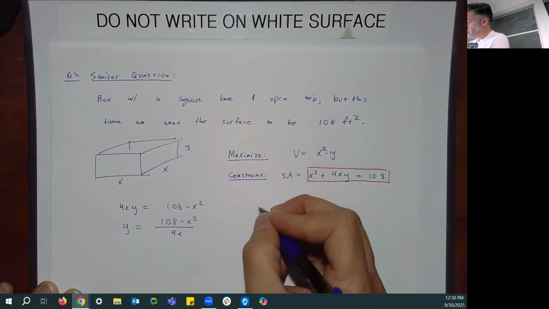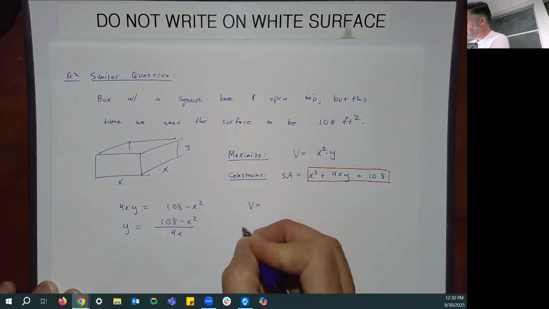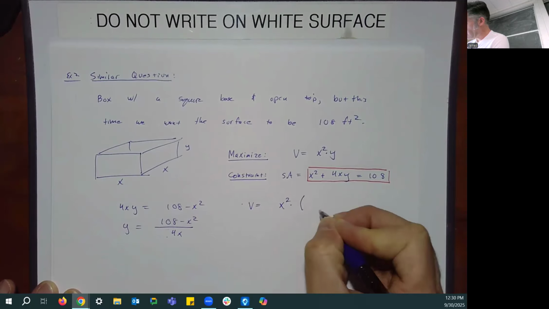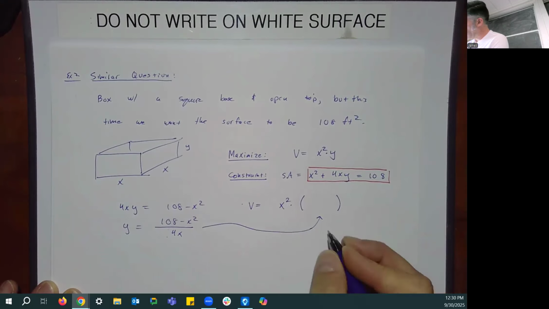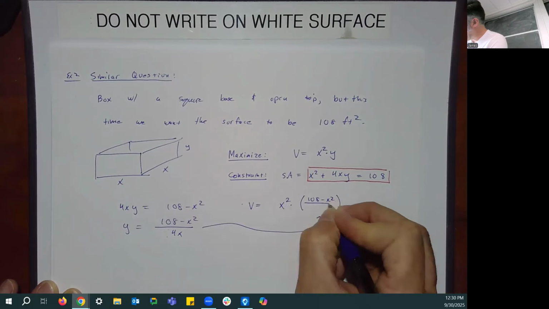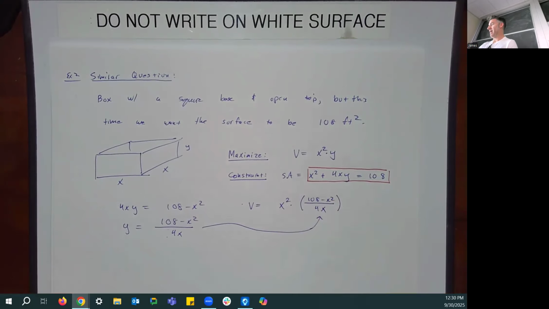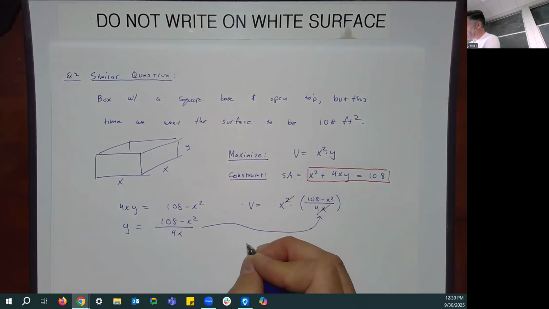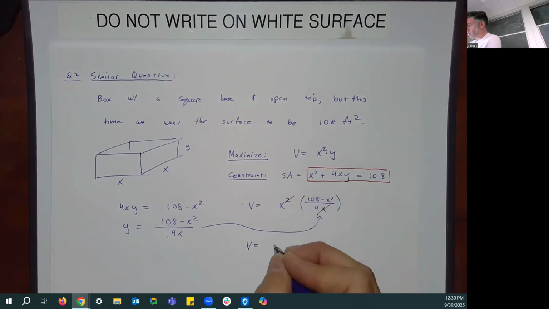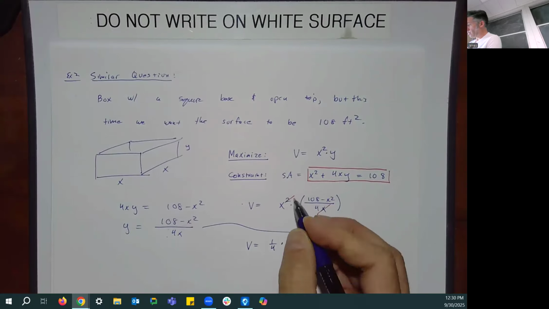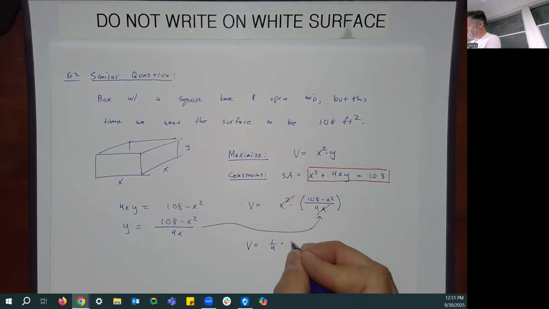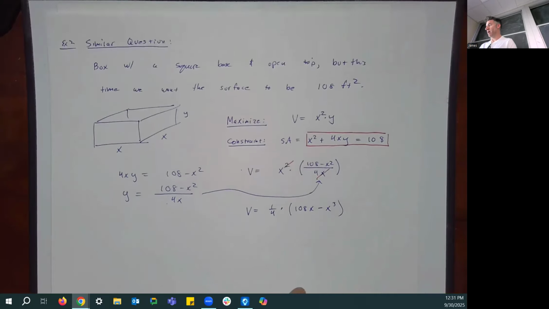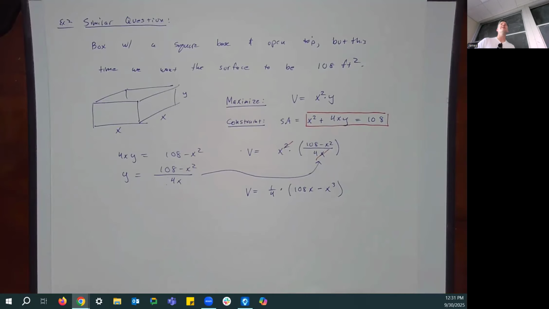So now we want to maximize our volume equation, which is going to be x squared times y, which is going to be x squared times (108 minus x squared) divided by 4x. I can cancel one of the x's at the bottom with one of the x's on the top. I would probably choose to rewrite this as, instead of dividing by 4, let's say the 1/4 is out in front. And I will distribute the x to each of the top terms and get 108x minus x cubed. That's probably the nicest way to write this equation so that it's easy to find the critical values of it, or easy to differentiate.